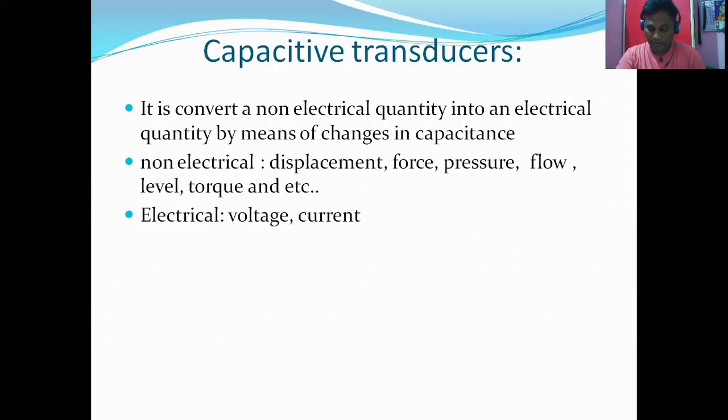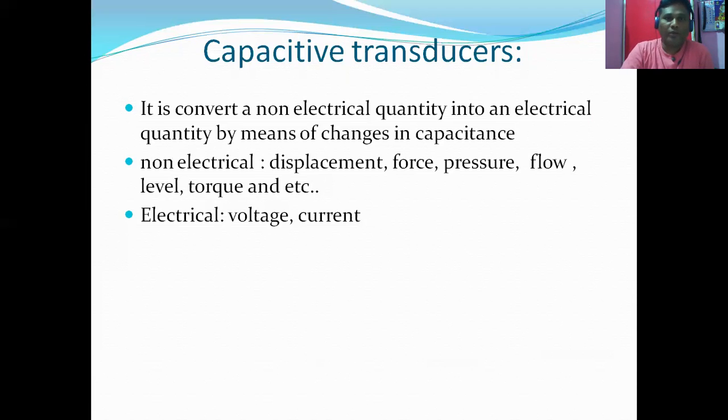Then passive transistors: inductive, capacitive, photoconductive, then magnetoresistive, thermoresistive, electrostatic, Hall effect, then radioactive, then ionic conditions. These are the examples considered as passive transistors.